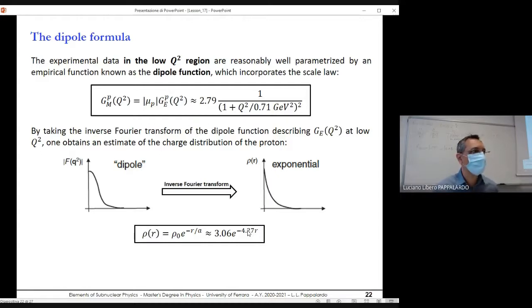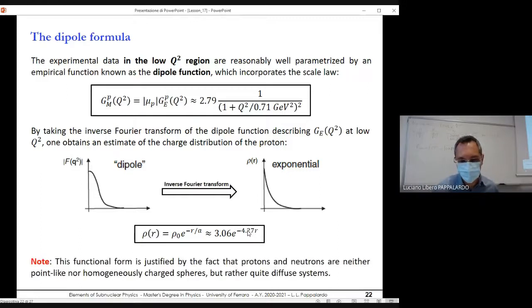So the proton is not a sharp sphere. It is a kind of diffuse object. So these results make sense, to have an exponentially decaying charge density.